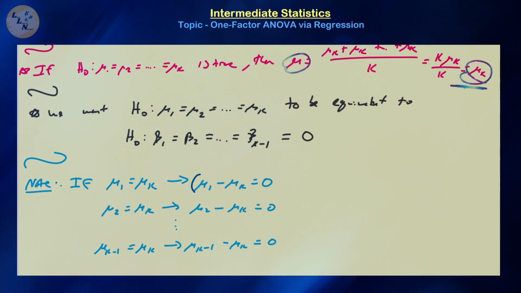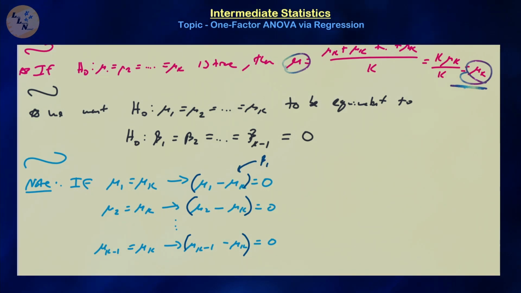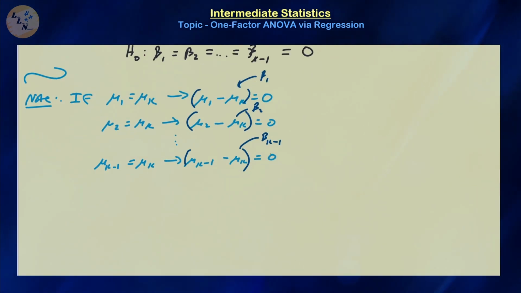Right? Now notice I have a bunch of parameters. Take a guess at what I'm going to define my betas to be. So this is going to be equal to beta 1, that's going to be equal to beta 2, and that's going to be equal to beta k minus 1. All right? And take a guess at what my beta 0, my intercept, is going to be. You can take a couple moments and maybe think about that.